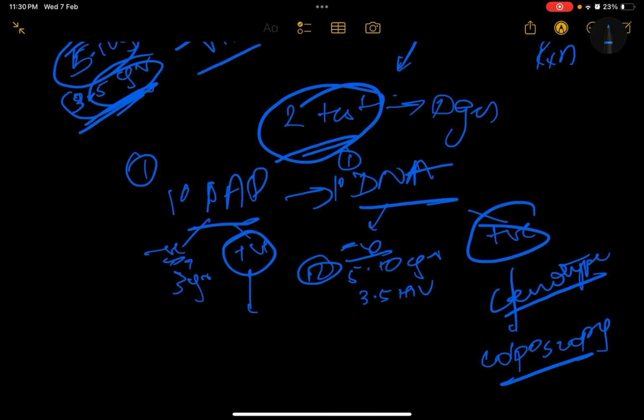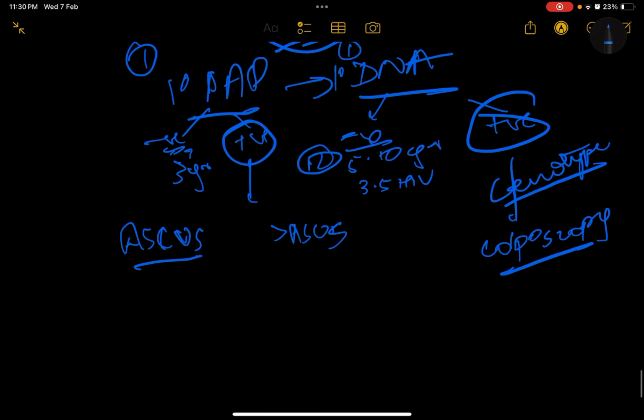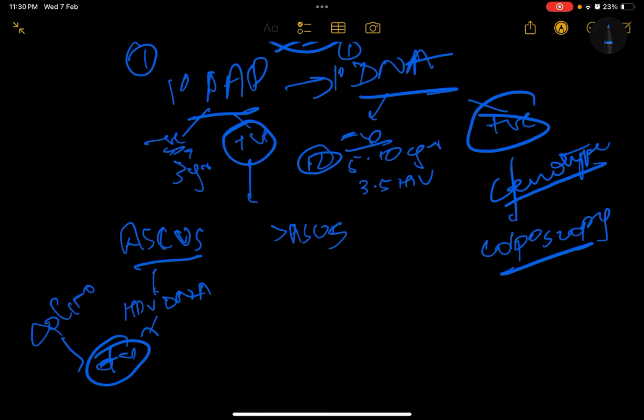So again, getting back to PAP, as I told you, hold your horses for positive. Now we'll speak about the positive PAP. You could either have an ASCUS, or you could have something that is more than an ASCUS. As I told you, ASCUS is of unknown significance. So what do you need to do? You need to go for your triage test, and your triage test is an HPV DNA. If it's positive, go for your colposcopy, straight, no questions asked. If negative, you do your repeat at 3 years.